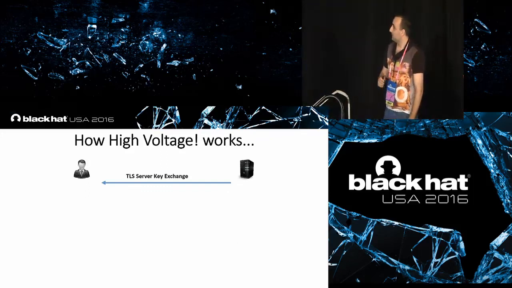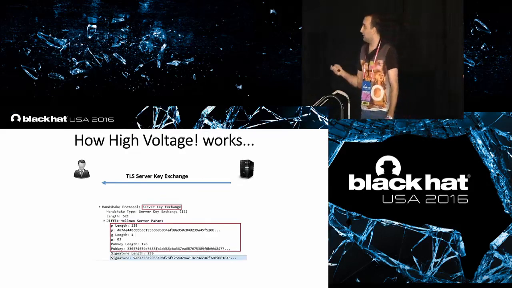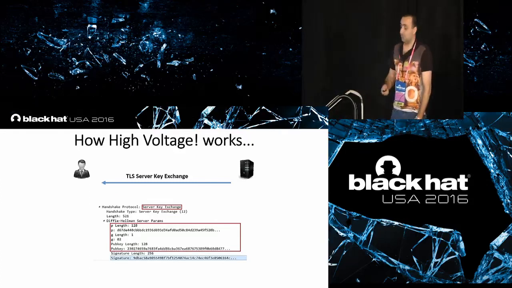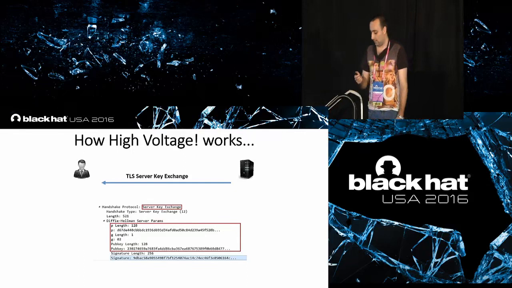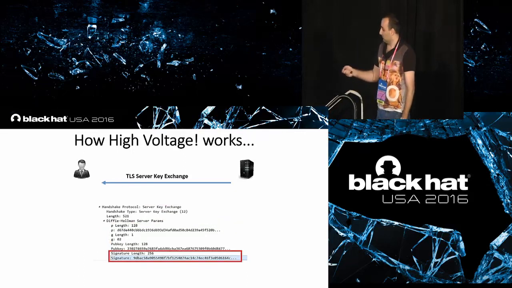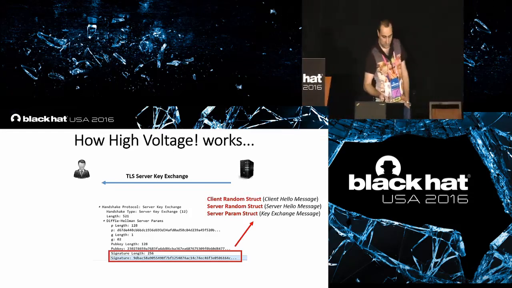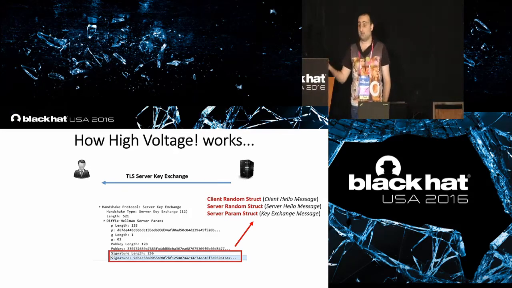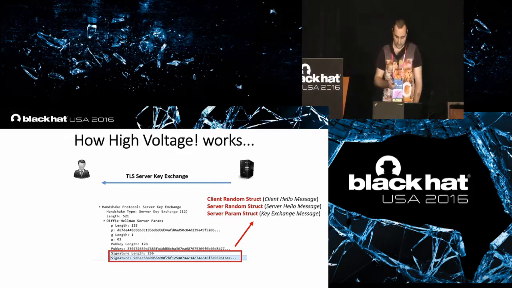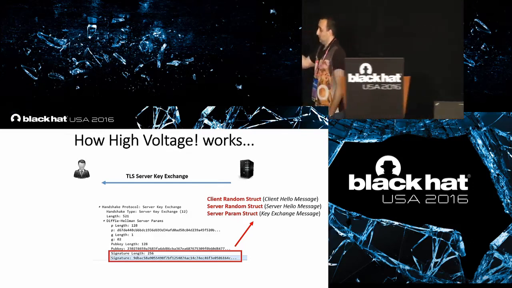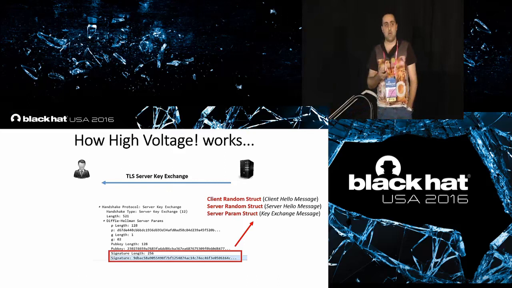And finally, the server transmits the TLS server key exchange packet that contains a structure called server parameters, which is very important for our attack. And the tool also takes note of the signature embedded in this packet. The signature is calculated on these three pieces of information, and the tool collects them because they allow us to detect if the signature is valid or not.